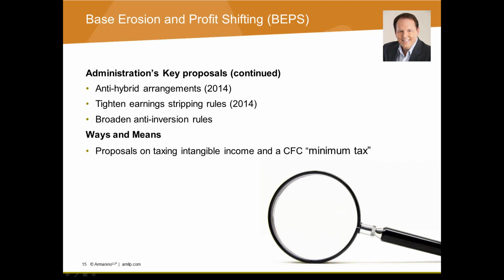Basically, the rule that they're concerned about is that if a U.S. company is inverted, meaning that a U.S. parent becomes a subsidiary of a new foreign corporation, and 80% of the shareholders of the U.S. corporation are now shareholders of the foreign corporation, that foreign corporation is treated as a U.S. corporation under the existing anti-inversion rules.